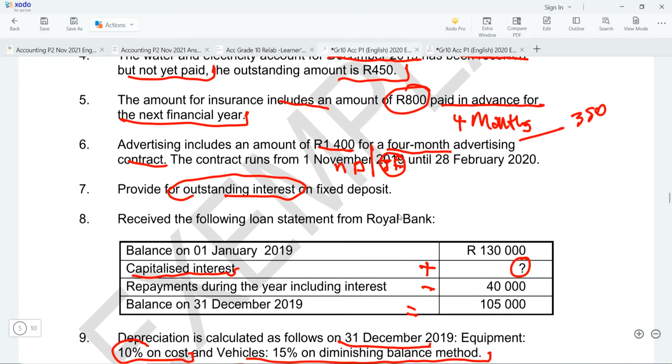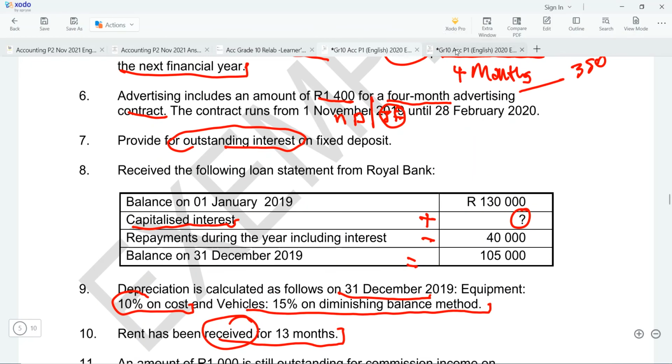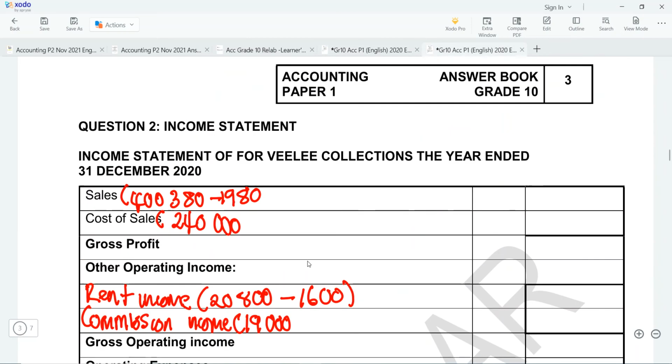The last adjustment says that an amount of 1,000 is outstanding for commission income on 31 December. If they're saying it's outstanding, remember we're talking about commission income, it means we are the ones who are owed commission income. So when we go to our answer sheet, we're going to add that 1,000 under commission income. This will be part of our accrued income in the balance sheet. So total income that we're supposed to receive is 20,000. Okay, then we can come and do our totals here.